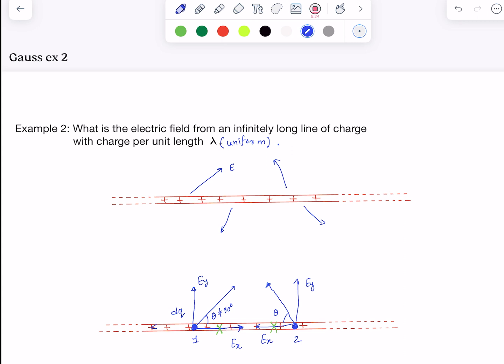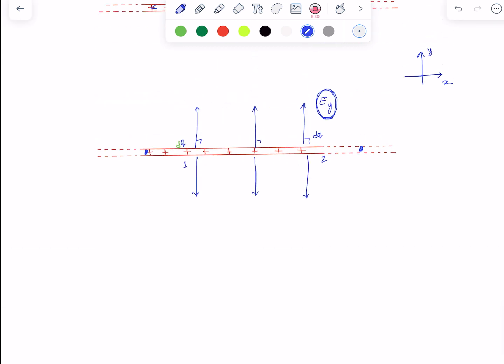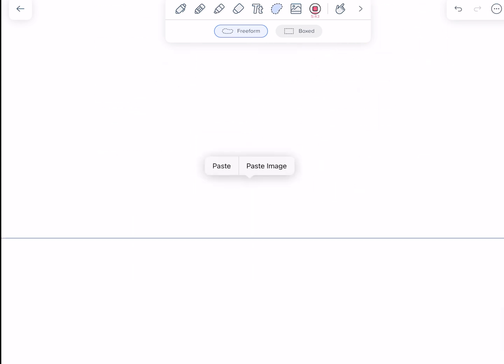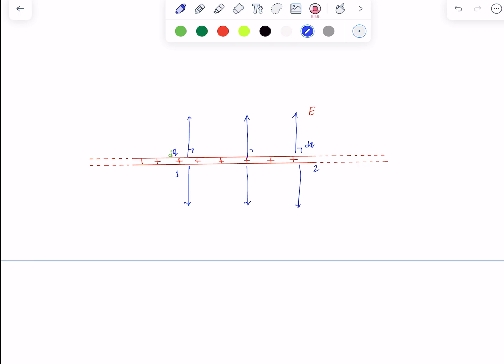Now, what we need here is the electric field, and we need to actually calculate it. Instead of calling it EY, I'm just going to call it E because there is no EX. So E is the electric field. Now I'm going to quickly copy this. So I have this guy right here, and this is the electric field. And I'm going to imagine a Gaussian surface. If you look at a line charge, the best Gaussian surface here, from symmetry, is a cylinder. So I'm imagining a Gaussian surface like this.